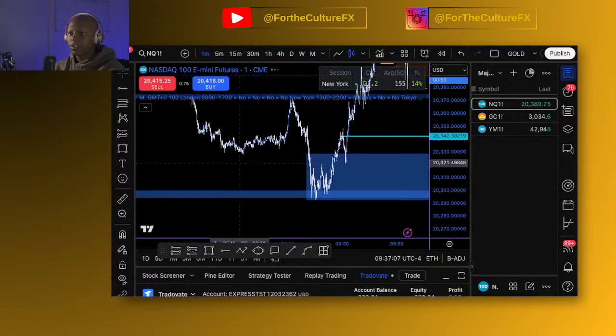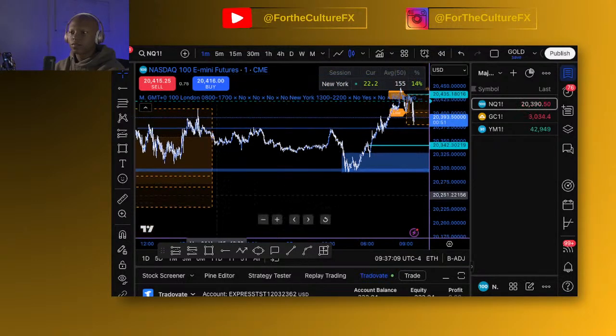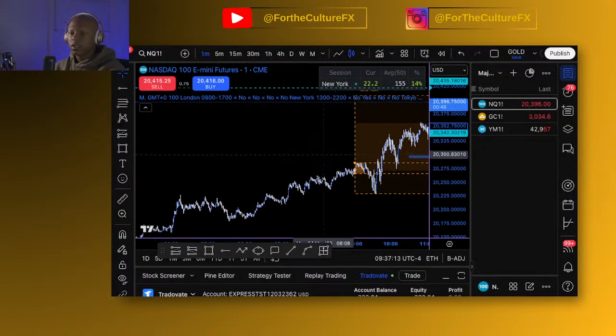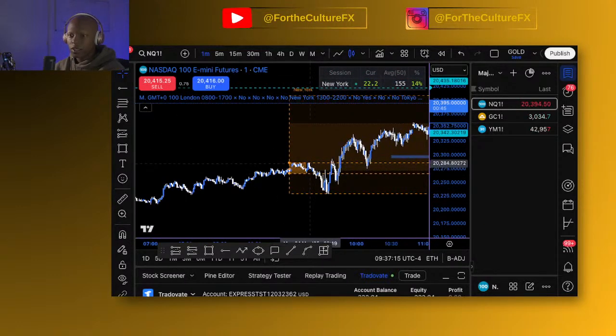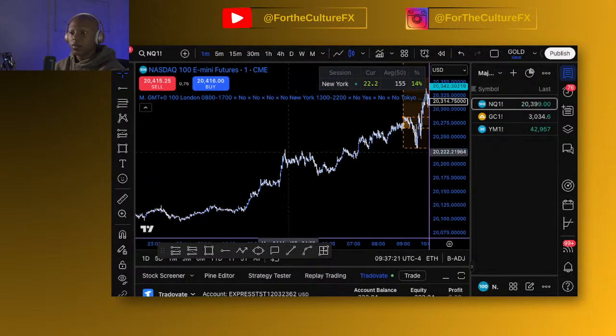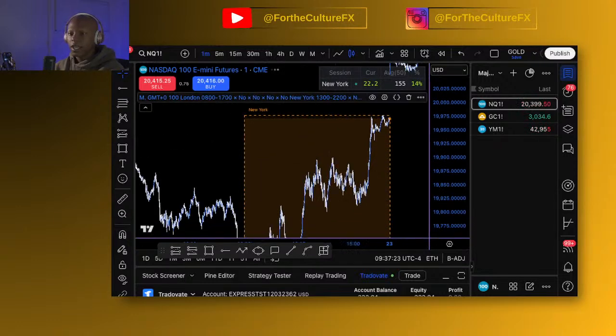What happened yesterday? If we take a look here, what happened? So you can see in our session yesterday what happened. This was our opening range here. Price swept the low, and then it swept the high and continued bullish throughout the rest of the day. That was likewise with what we seen happen on Friday and on Thursday.